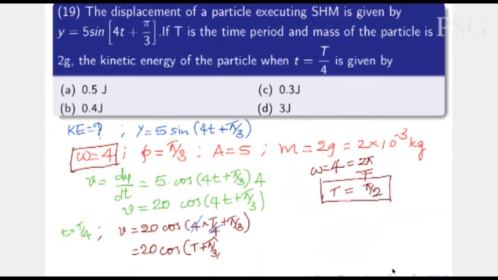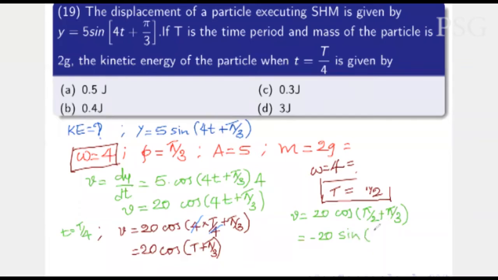Substitute this value of T. So velocity is therefore 20 cos, in the place of T you have to write pi by 2 plus pi by 3. But we know that cos of 90 plus theta is minus sin theta. So it will be minus 20 sin pi by 3. What is the value of sin pi by 3? Yes, sin pi by 3 is root 3 by 2, that is sin 60. So root 3 by 2 gives you minus 10 root 3.